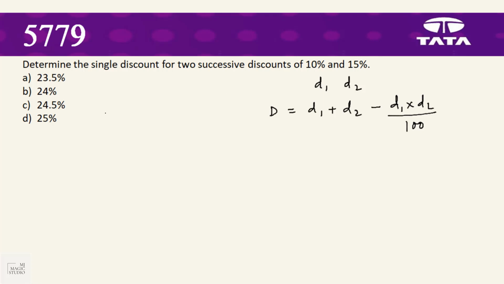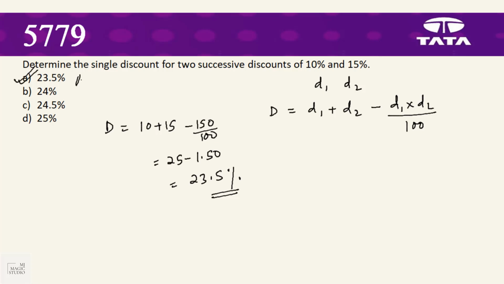So we have D1 is 10 and D2 is 15. So the combined discount is 10 plus 15 minus 150 by 100. That is 25 minus 1.50, 23.5%. The single discount of two successive discounts is 23.5%. Option A.